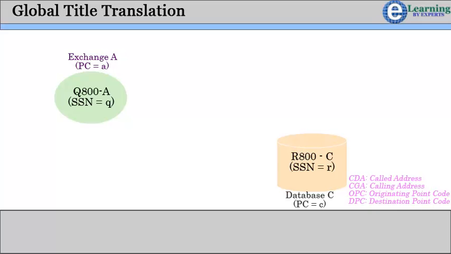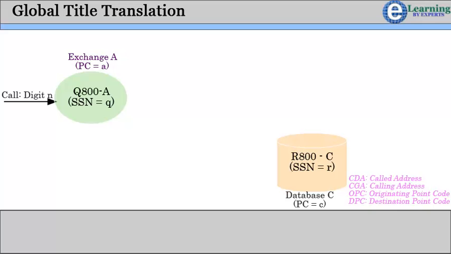Suppose that the setup of a call with a called 800 number, say 800-123-4567, has reached Exchange A. Exchange A has to resolve the 800 digits to a routing number, only then can it proceed with the call setup. Query message. The Q800A launches a query to a database to obtain the routing number for the call. We assume that the call routing information for this particular 800 number is stored in R800C at database C.